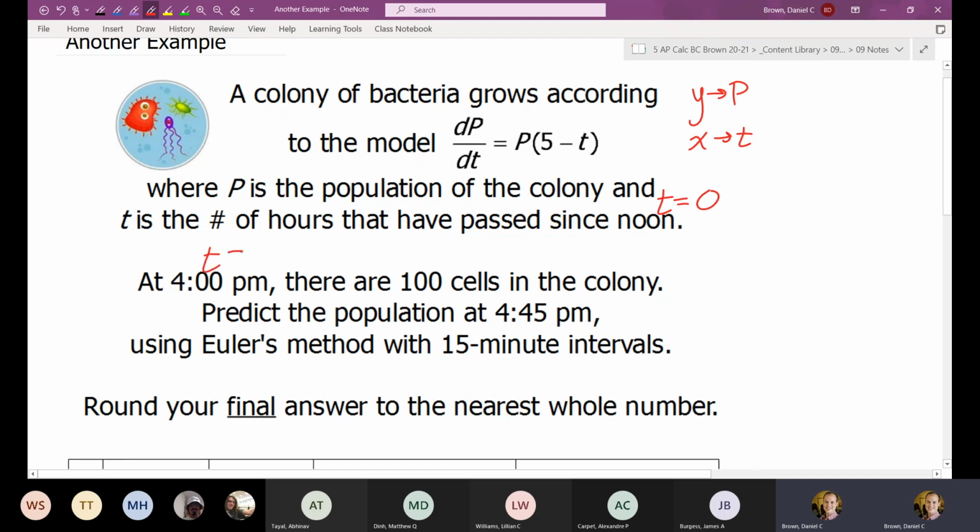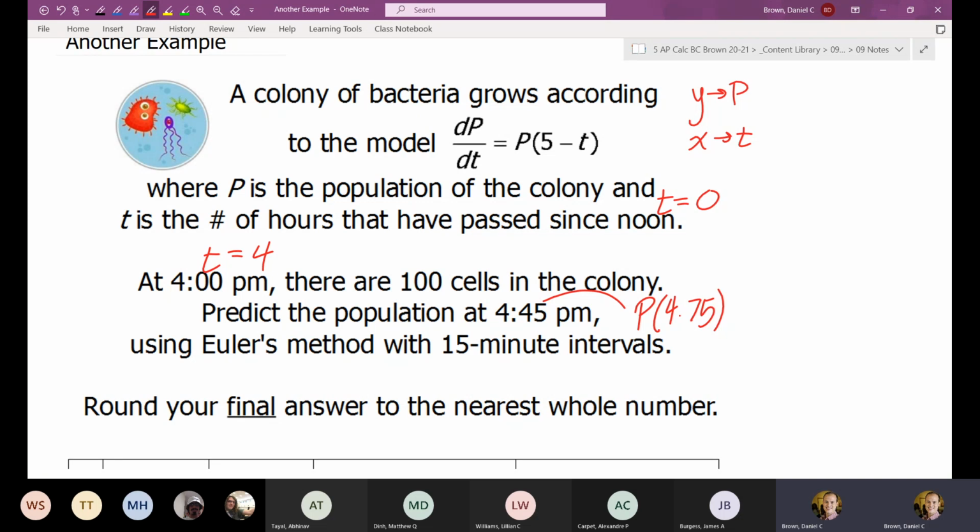4 p.m. is when t is equal to 4. We know the initial condition is 100. You'll always have to have an initial condition. If you're trying to find what's happening at 4:45, you're basically trying to find P of 4.75. Go ahead and try that one on your own to see if you can get an approximation of how many bacteria we'll have at 4:45 using Euler's method.